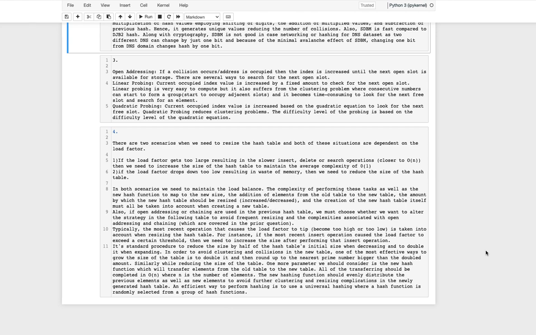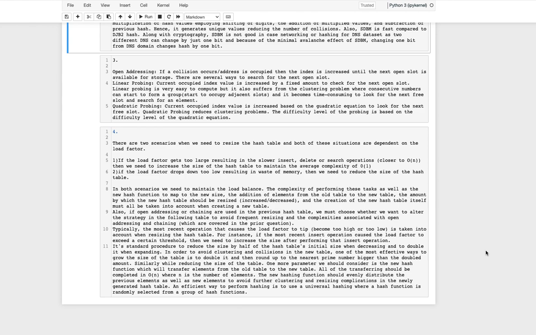For instance, if the most recent insertion operation causes the load factor to exceed a certain threshold, then we need to increase the size after performing that insert operation. And it's a standard procedure to reduce the size of the hash table by half when decreasing and to double it when expanding.